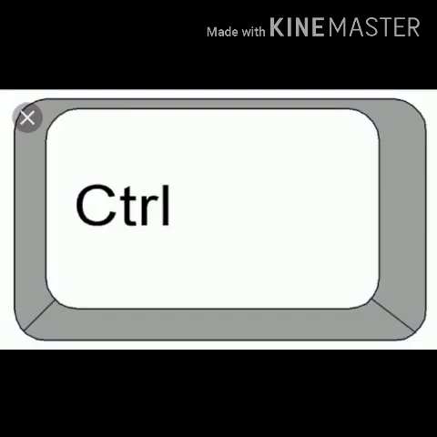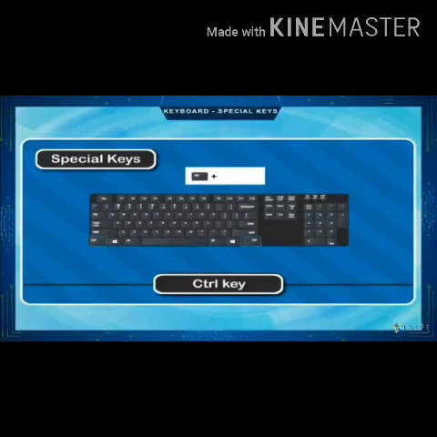Next, control key. It is used in combination with other keys. It helps us to use shortcut keys to do things instead of using the mouse. For example, if you want to open a new file or new page, we will apply a shortcut key, that is Control plus N to open a new file or folder.